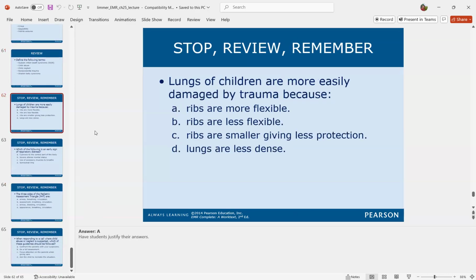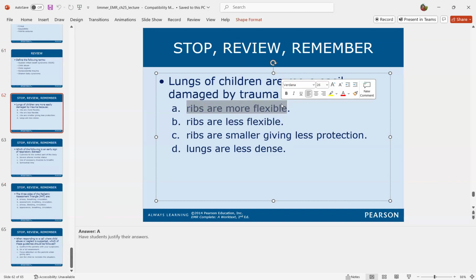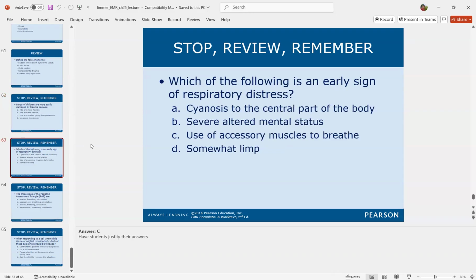So lungs of children are more easily damaged by trauma because their ribs are more flexible. They're not fully rigid yet. There's a lot of parts in kids that have to fully come in. Like their trachea is not as bold as ours. Everything's soft, that's why they choke more, and you've got to grow into that.